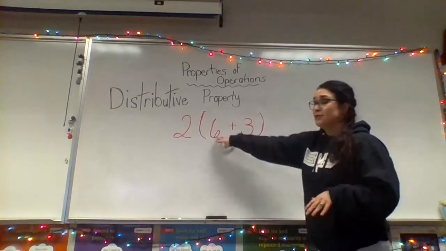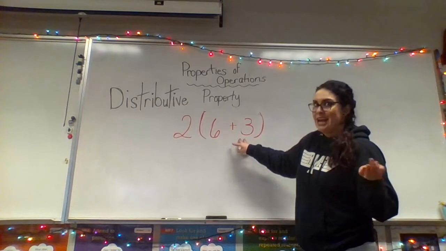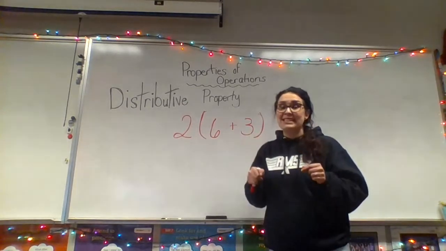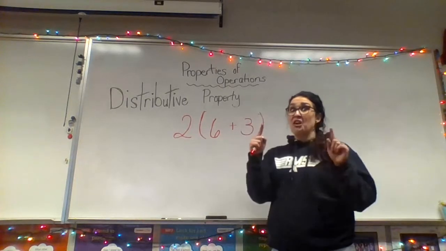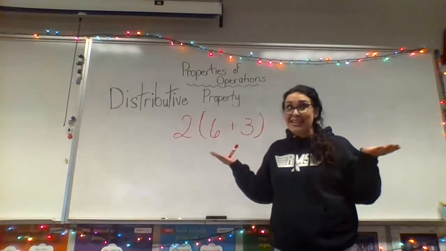So first, if we solve this part, we know that that is 9 because 6 plus 3, that's 9. 9 times 2, that's 18. So in theory, if we use this distributive property, I should still get 18 as my answer.